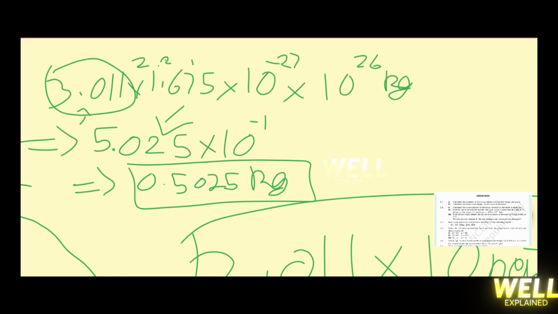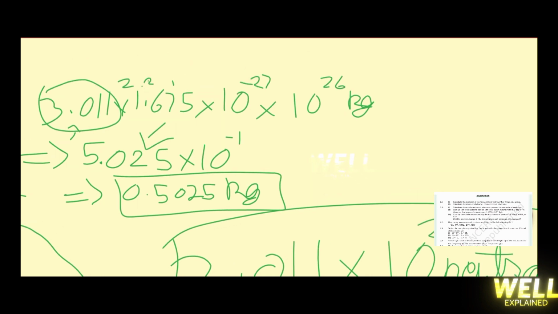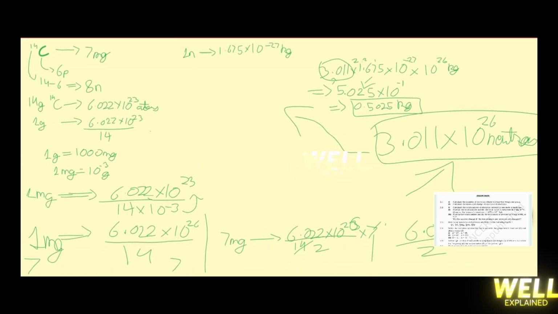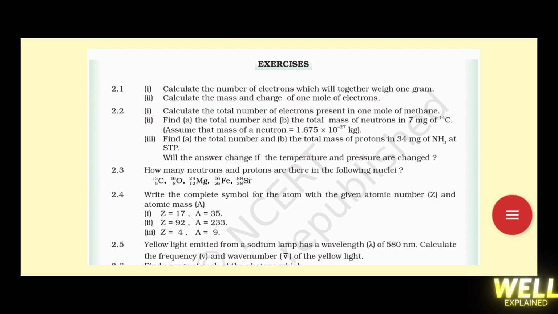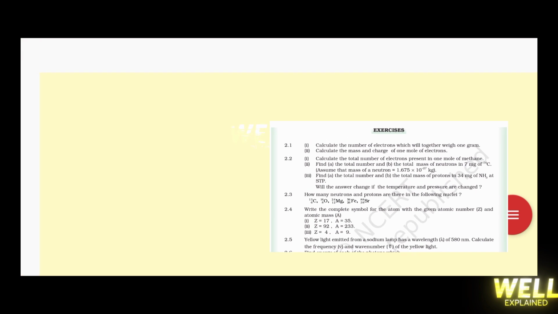So we are done with the second question, I guess. No, there are more, so let's move ahead. Part 3 of question number 2 says find A the total number and B the total mass of protons in 34 milligram of NH3, that is ammonia, at STP. STP is standard temperature and pressure. Will the answer change if the temperature and pressure are changed? This is an additional question in this.